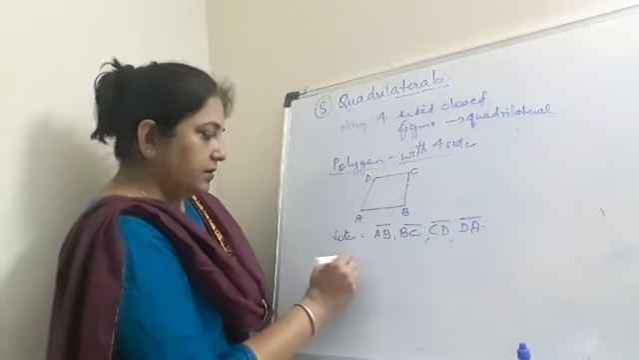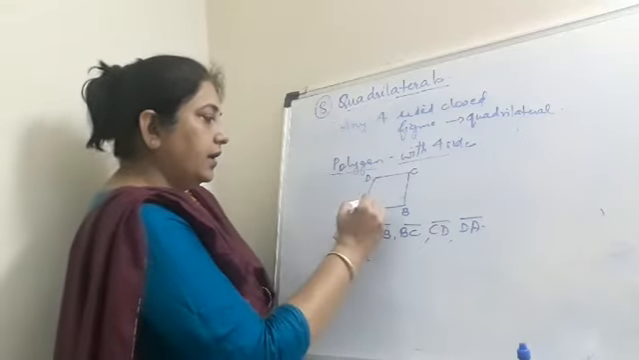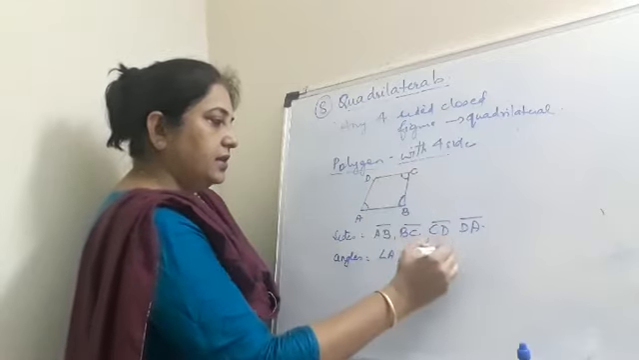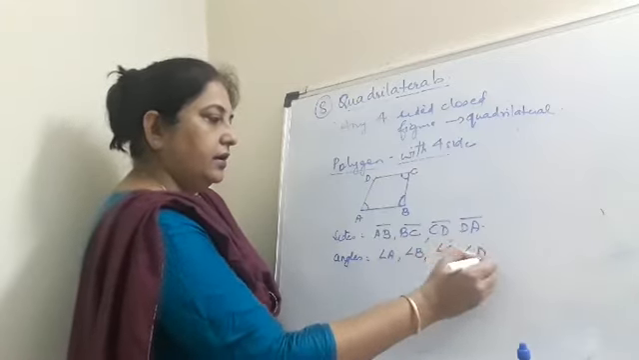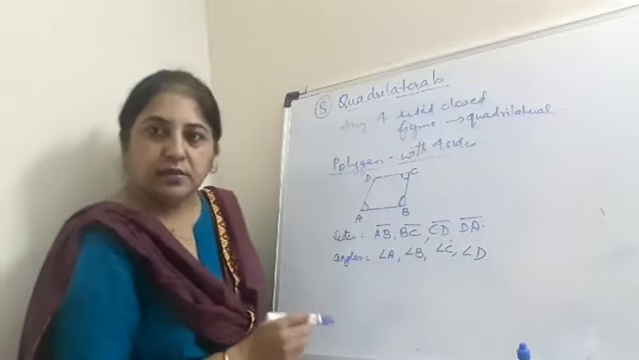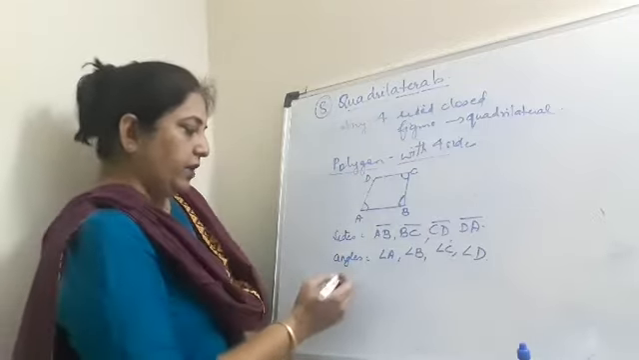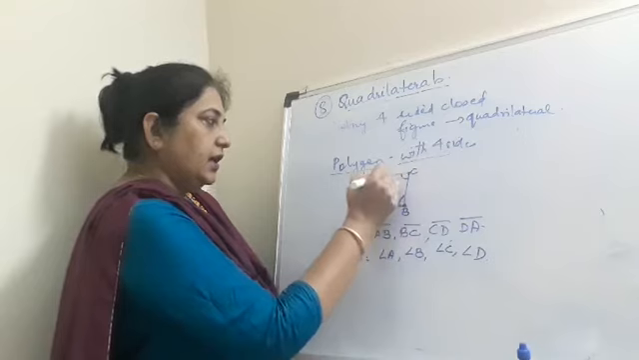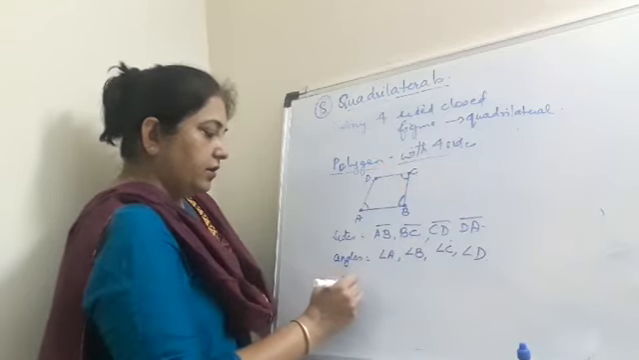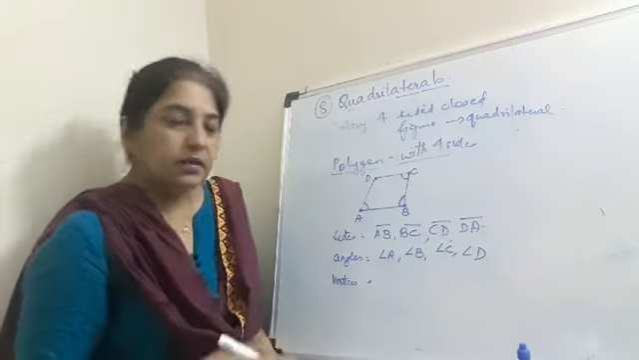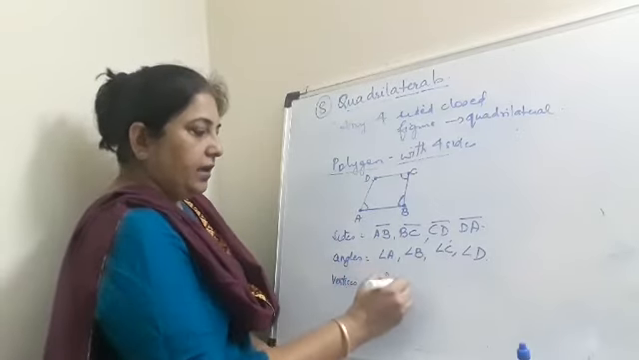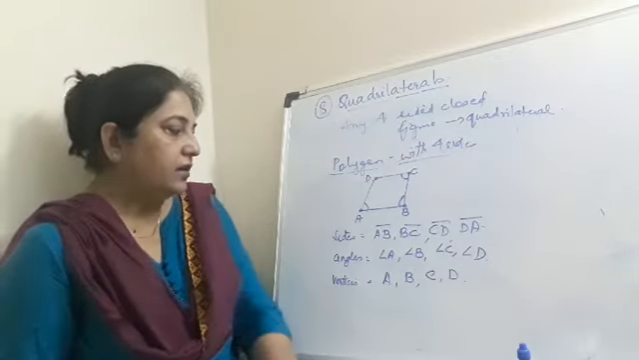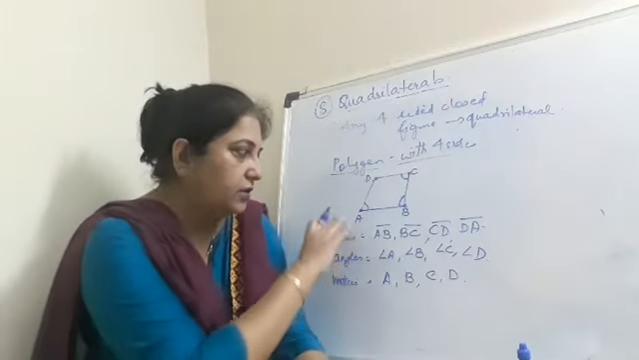Then angles, very simple children. Angle A, angle B, this is another angle, angle C and angle D. Okay, so there are four sides, four angles, and four vertices. Where are the vertices? This is a vertex A, B, C and D. Vertices are also called corners, but we use the mathematical term, that is vertices, vertex A, B, C and D. Therefore every quadrilateral will have four sides, four angles and four vertices. So this is how we write.